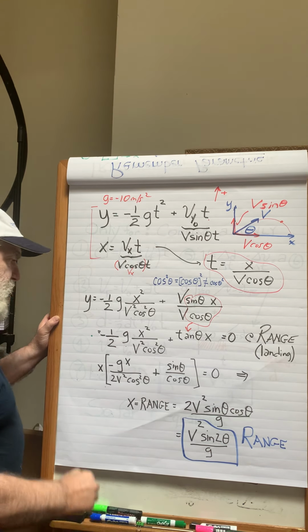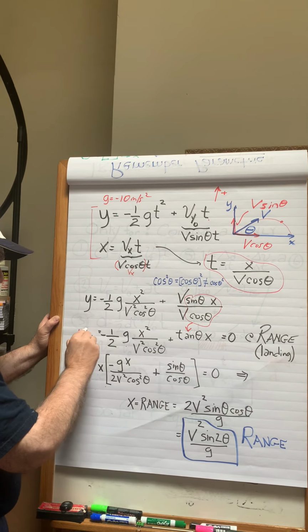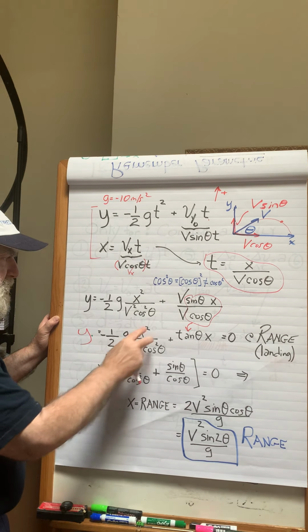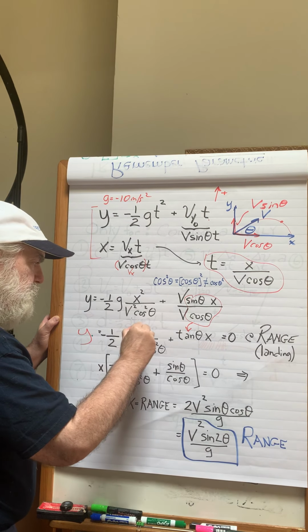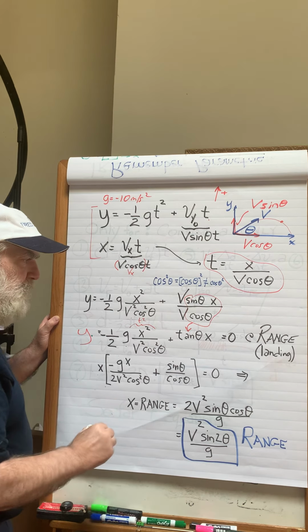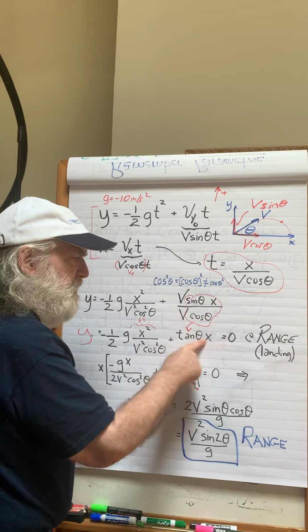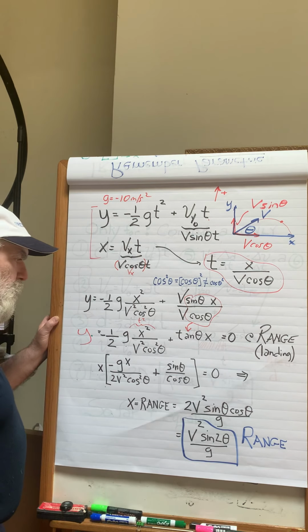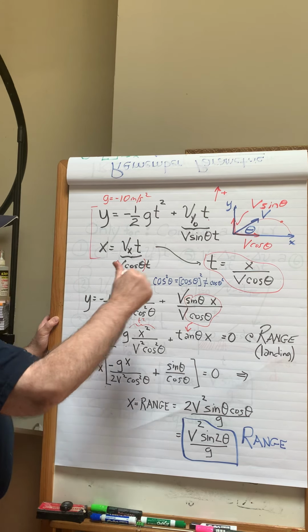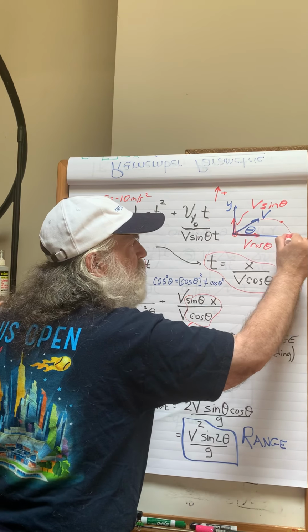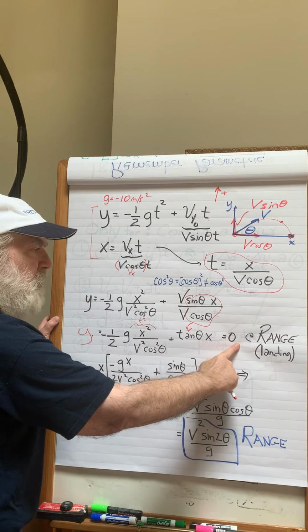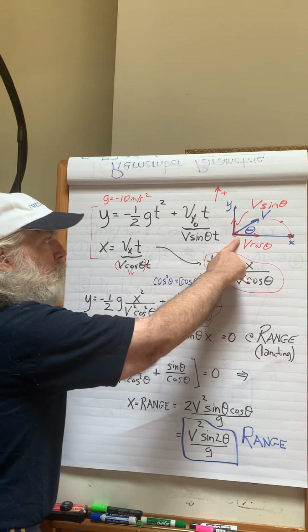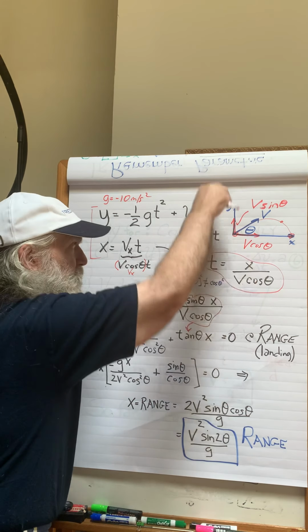So I have Y equals negative 1/2 G X squared over V squared cosine squared theta, that's T squared, in non-parameter form, plus the tangent of theta times X. So now I can continue to do my operations and say, where is Y 0? Because when we start at 0, our range lands at 0. So I want to set Y equal to 0 to find out where it lands. When is the object at 0 in the Y direction?